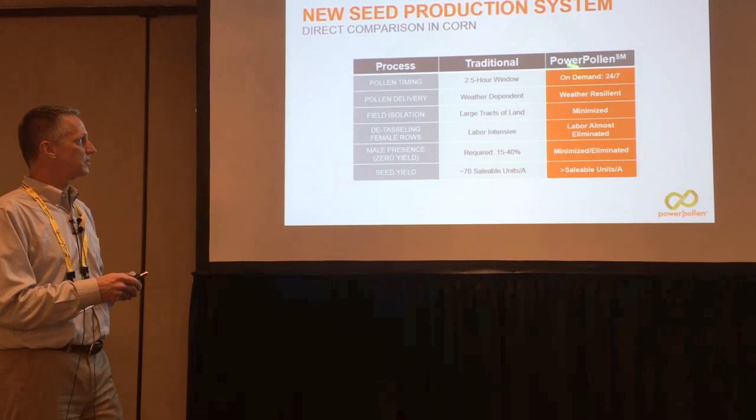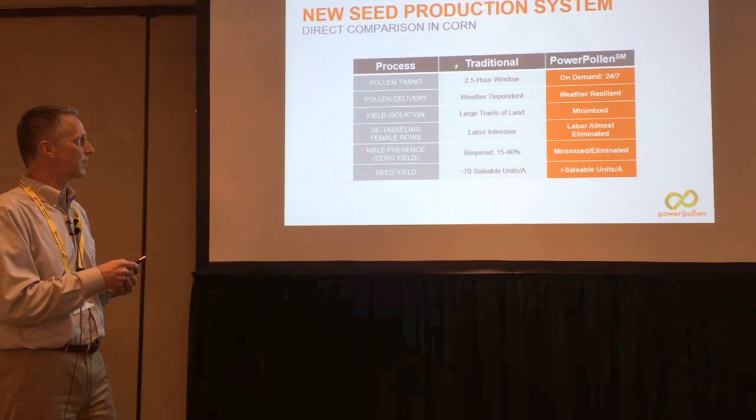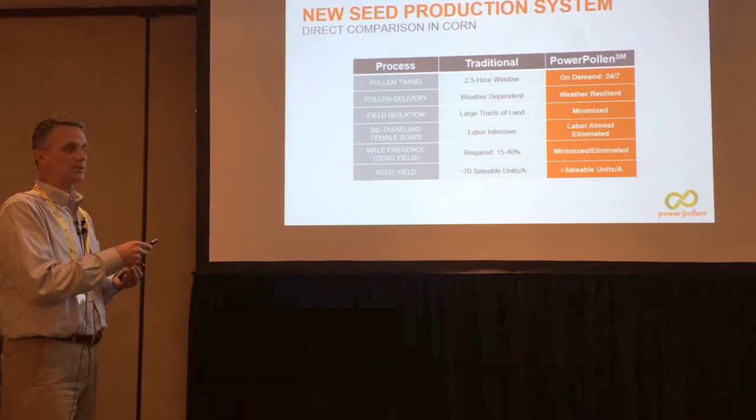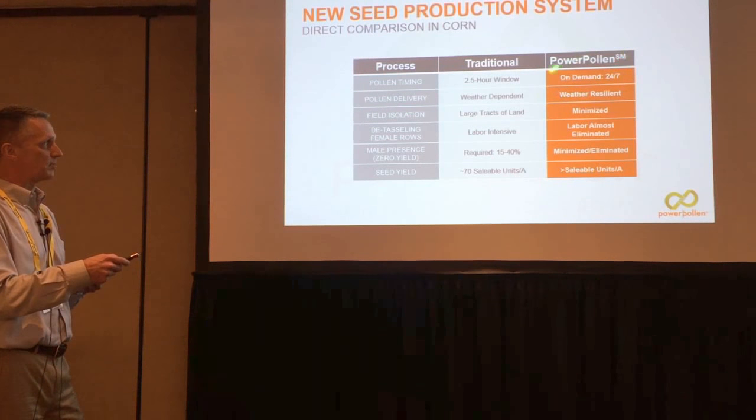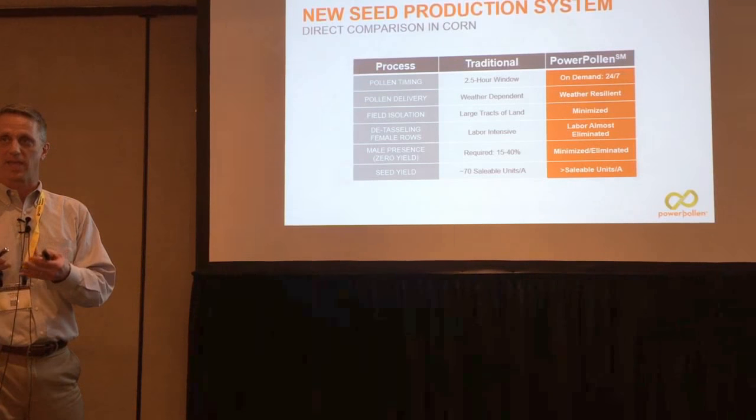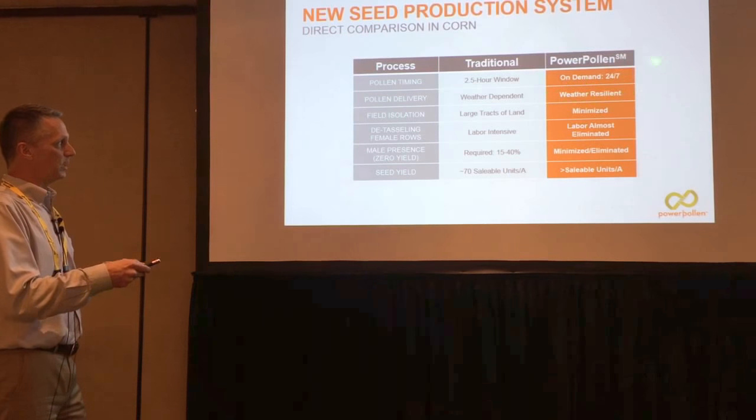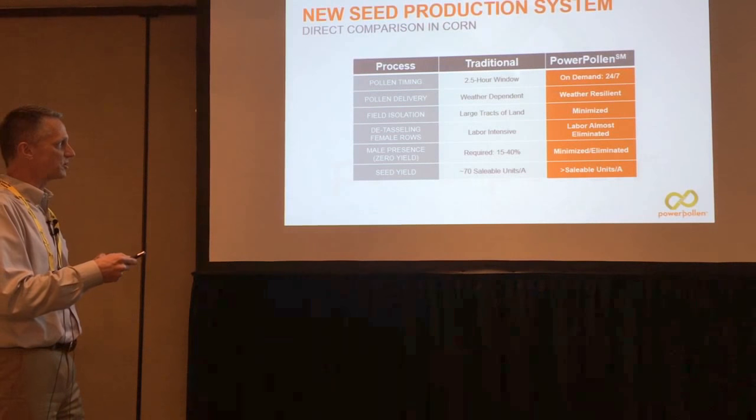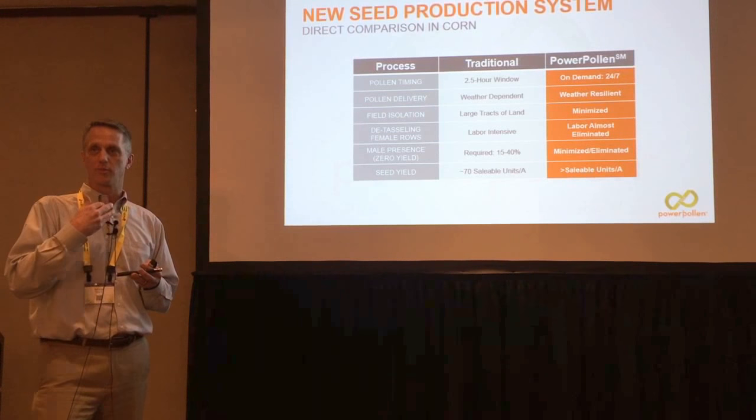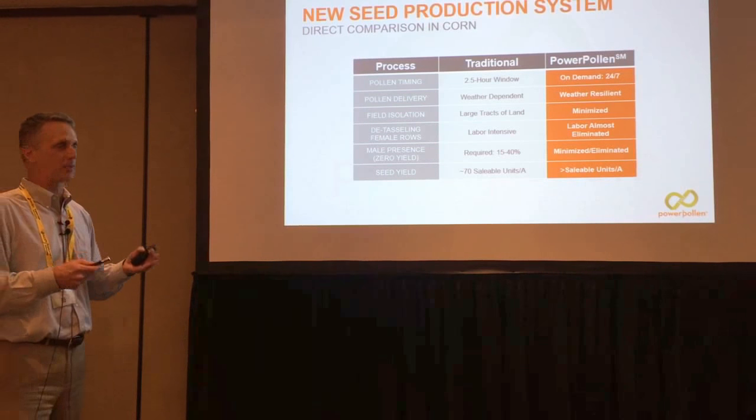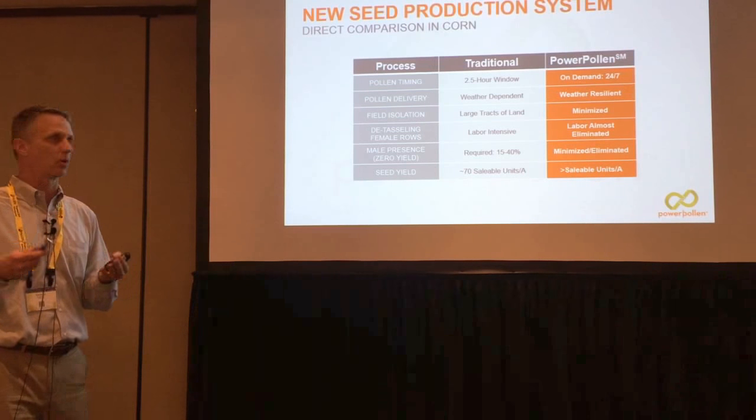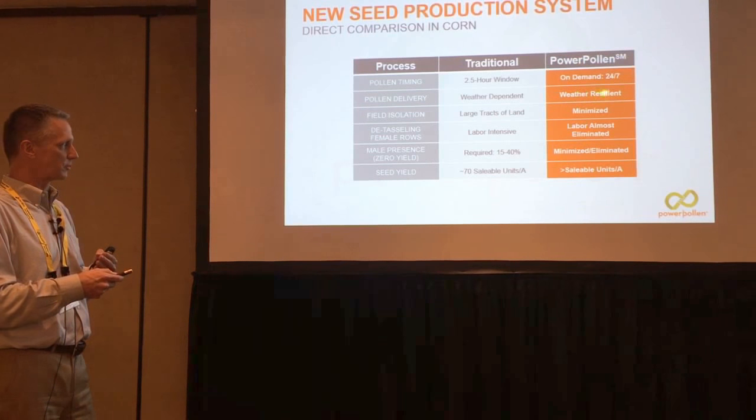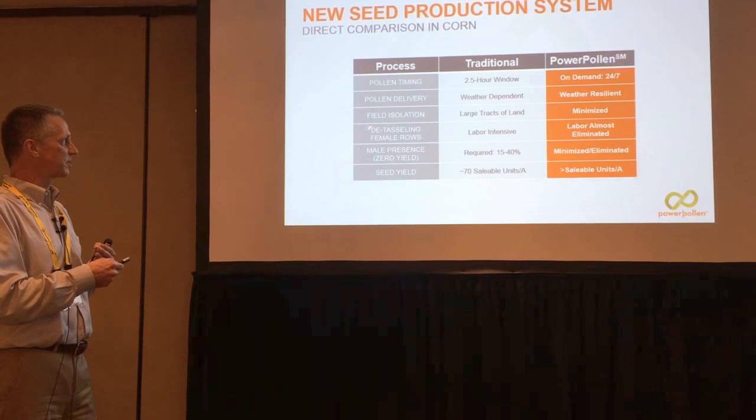We call it PowerPollen versus the traditional almost 100-year-old method. This is a direct comparison of the two. Focus first on pollen timing and delivery. With PowerPollen, because we use preserved pollen that we can deliver mechanically when it's needed, where it's needed, we can improve the pollinations, and it's a weather resilient process. The traditional system relies on about a 3-hour window, 3 or 4 days in a row, and can be hampered by the weather and results in poorer pollinations than are ideal.